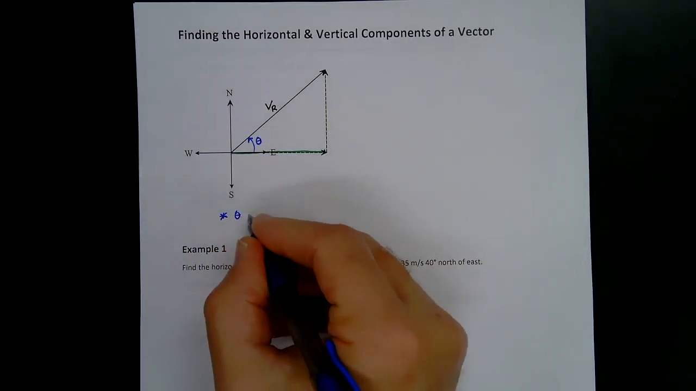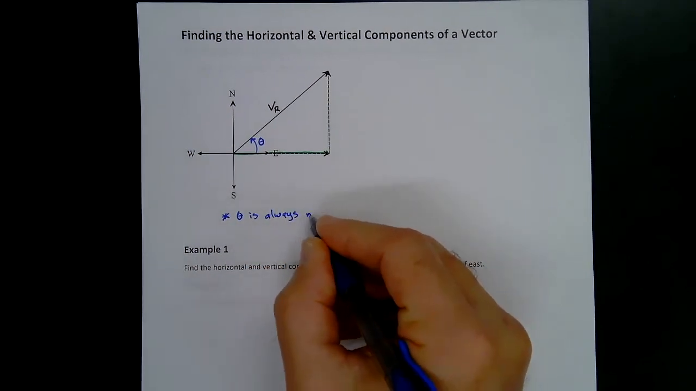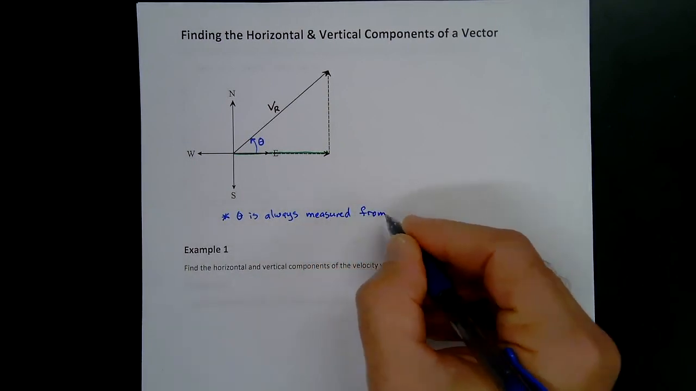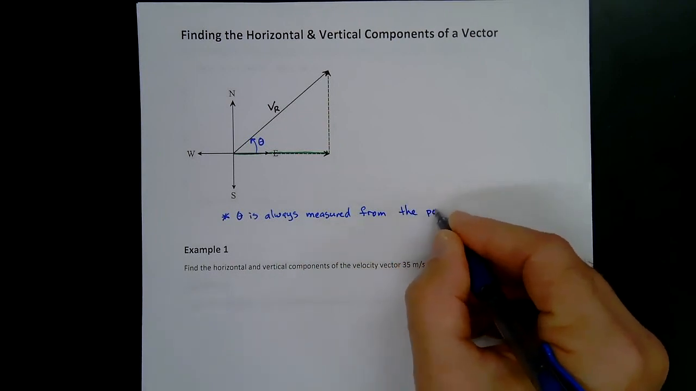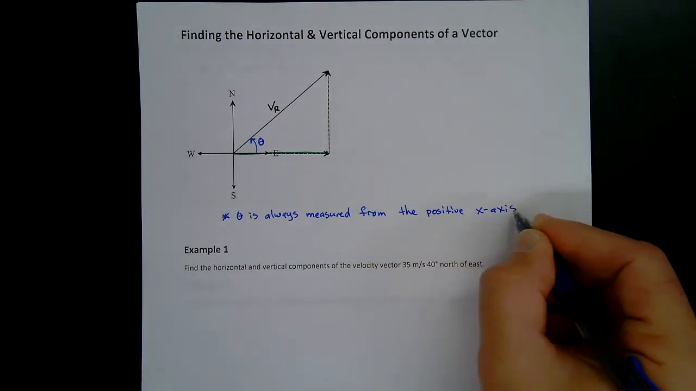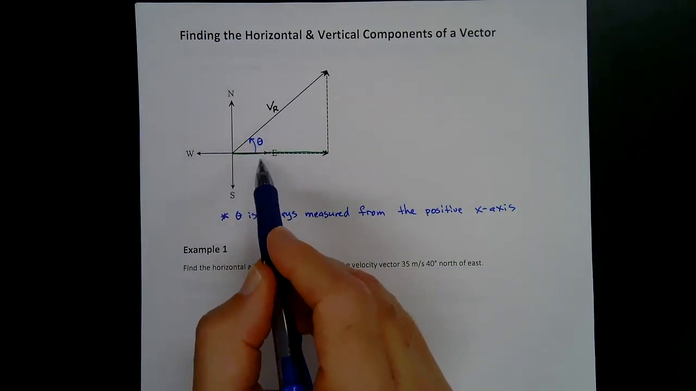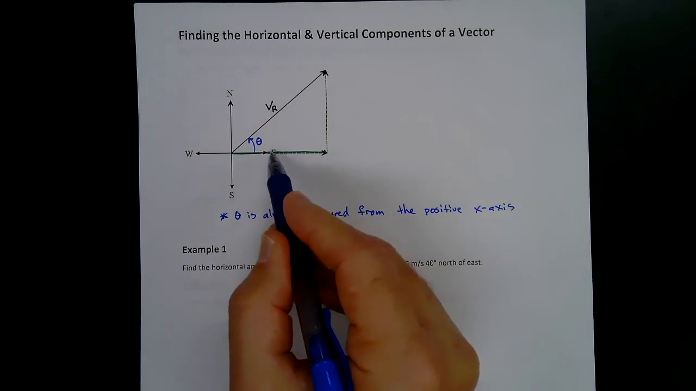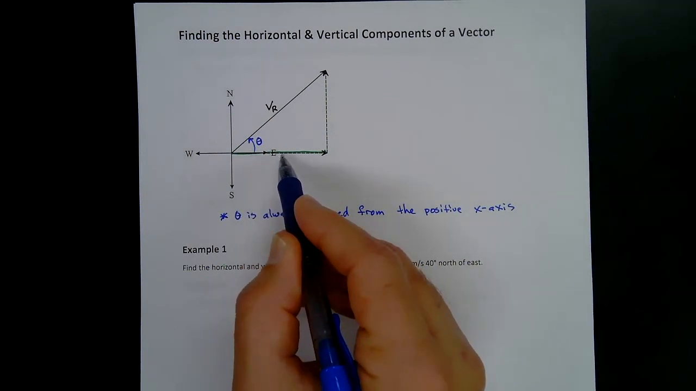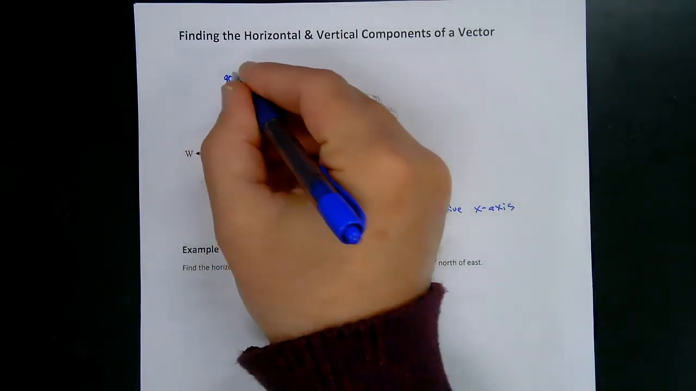So theta is always measured from the positive x-axis. Okay, and for simplicity, we're going to rotate counterclockwise. So the direction this arrow is going, so counterclockwise. So if we start right here, this could be considered angle of 0 degrees if we start right on the positive x-axis. As we rotate around, okay, this would be 90 degrees, and every one of these is going to be another 90 degrees.